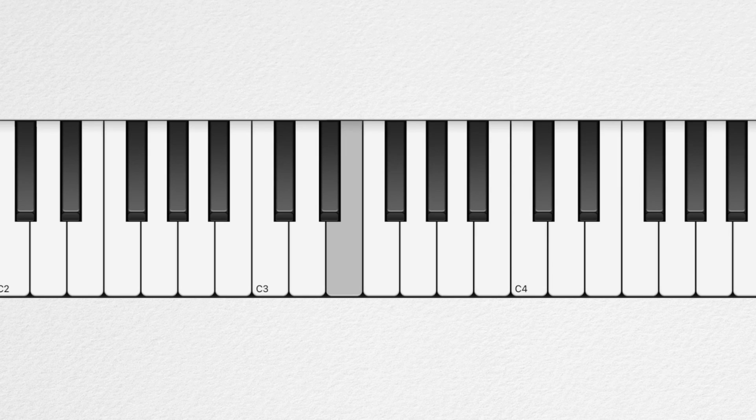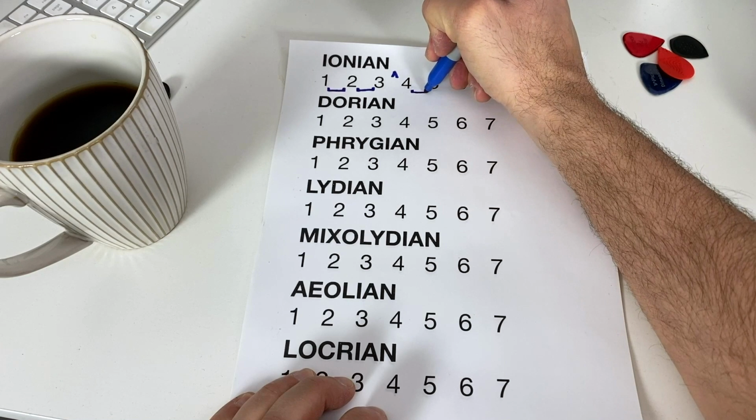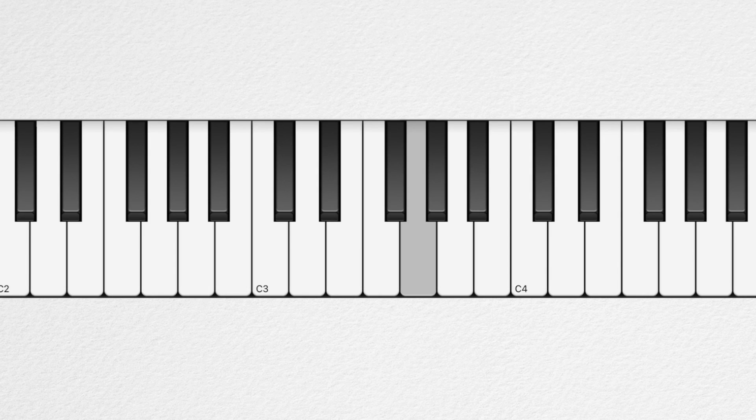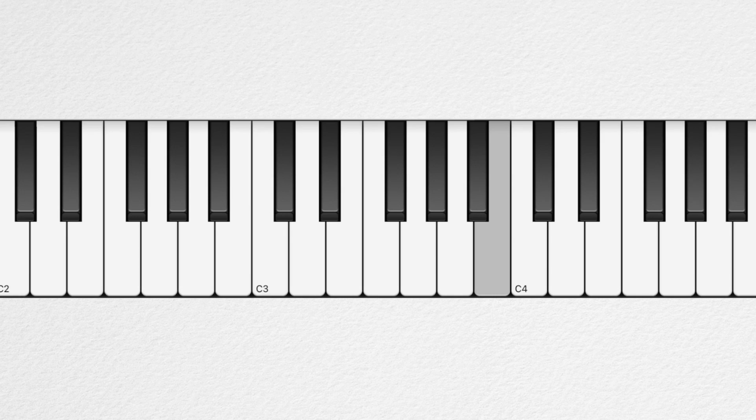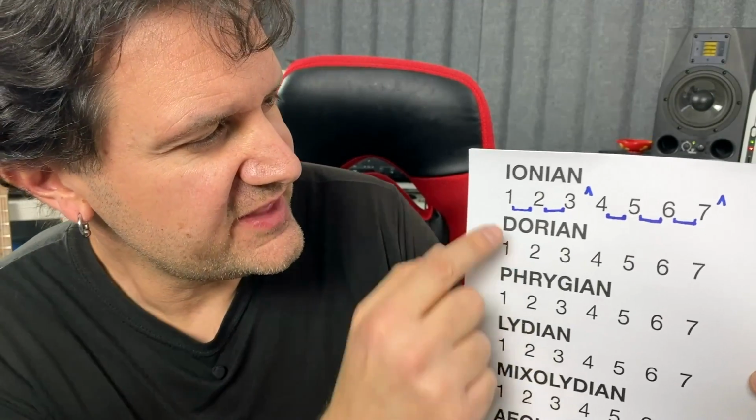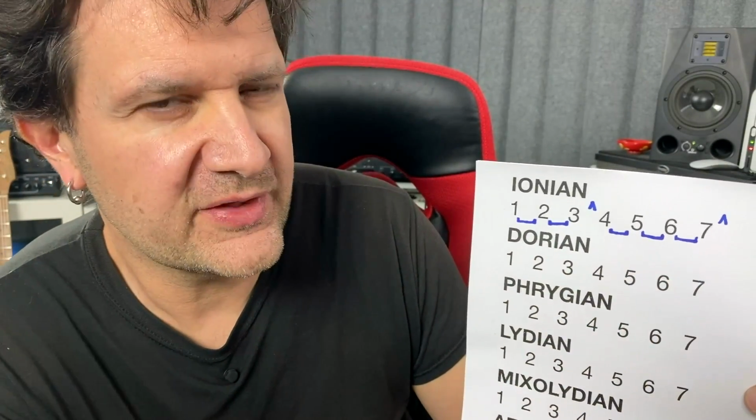Between the third note and the fourth note, we have a half step. Let's continue. Between the fourth and the fifth, we have a full step. Between the fifth and the sixth, another full step. The sixth and the seventh, another full step. And then between that seventh and that first note, which is an octave higher, we have a half step. Anytime you have a scale that uses this formula, you're dealing with the Ionian mode.